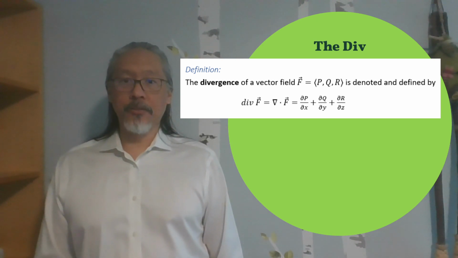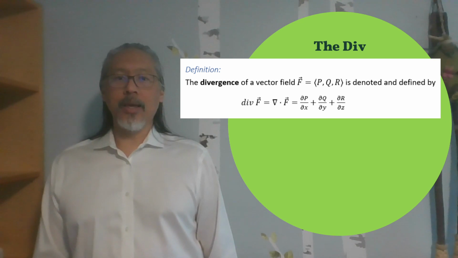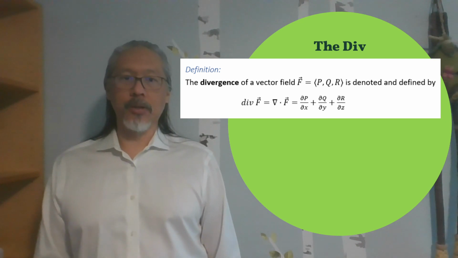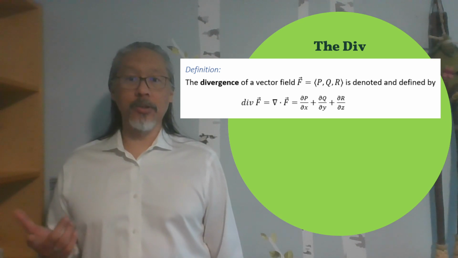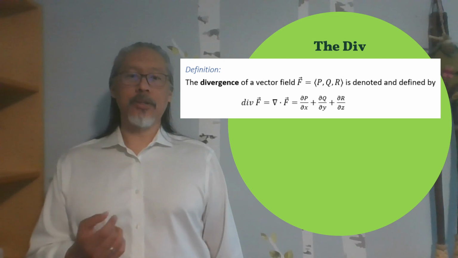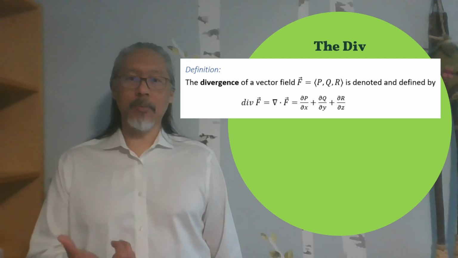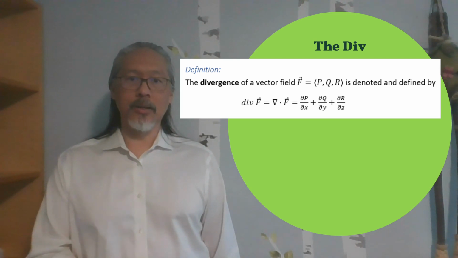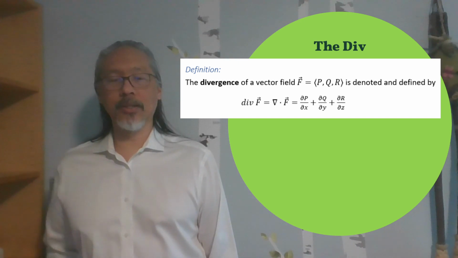Notice that the div gives you a scalar function. So you start off with a vector field, which is a vector, and then you take the dot product of two vectors, you get a scalar, and here we actually have a scalar function for the div.